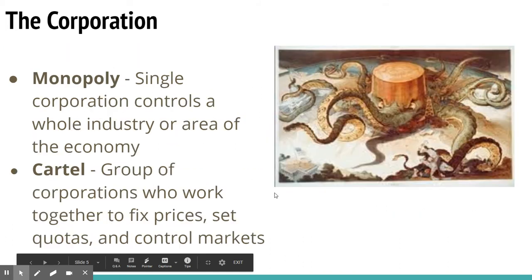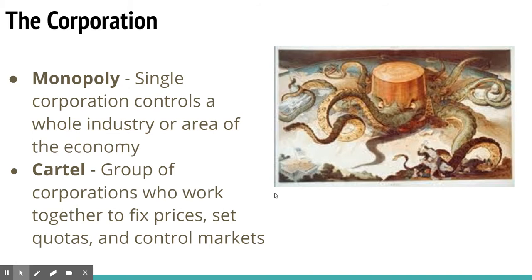Two of the downsides of a corporation are the growth of monopolies and cartels. Around the 1890s, corporations get so powerful that they begin to control whole areas of business. A monopoly is when one company controls a whole area of an industry. They're the only one that can produce or sell that product. Think of the game Monopoly, where you control a whole area of the board, all the blue spaces or all the green spaces. Monopolies are like John D. Rockefeller's Standard Oil, where he was the only person you could get oil from.